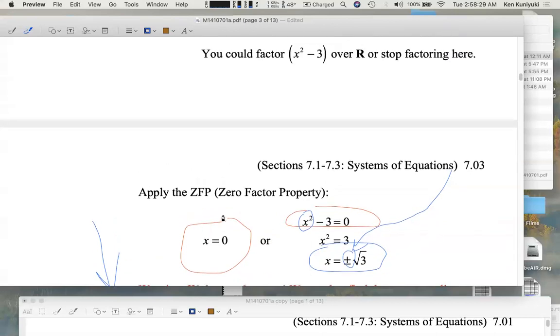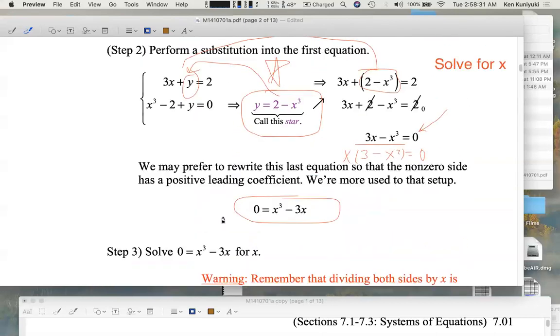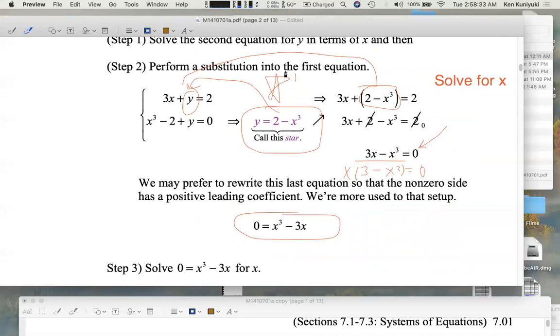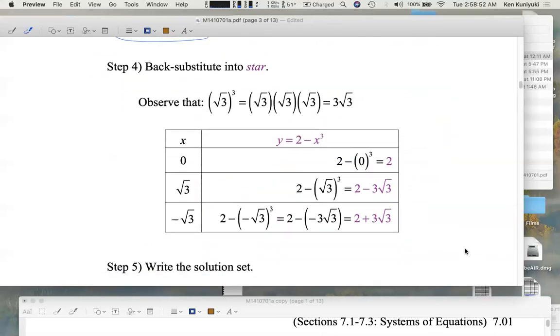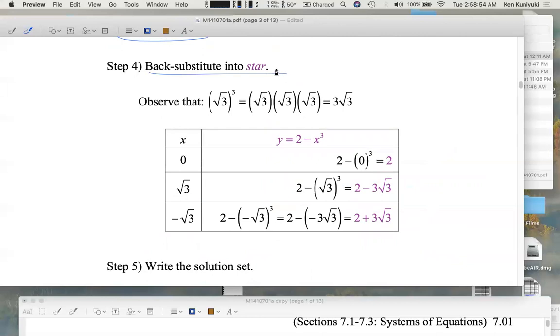And remember, back here in star, what was great about this? The great thing about this starred equation is that it expressed y as a function of x. We're going to reuse this. It's going to be nice and clean. For each x value, there's going to be exactly one y value associated with it. And we can make a table. So on the left, again, we're back substituting into the star equation. This was my star equation, y equals 2 minus x cubed.